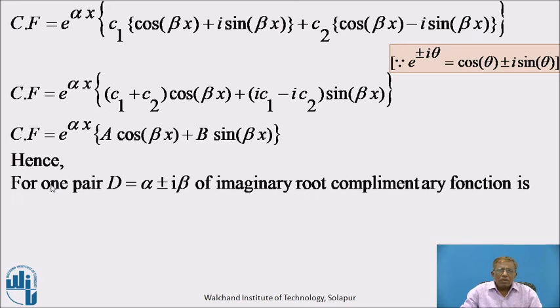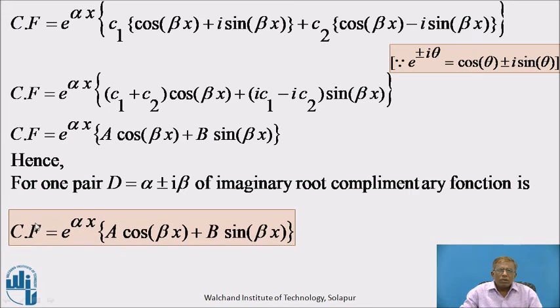Hence, for one pair d equal to alpha plus or minus i beta of imaginary root, the complementary function can be written in the form CF equal to e to power alpha x in bracket a cos beta x plus b sin beta x, where a and b are arbitrary constants, and treat this as a formula for CF for one pair of imaginary roots.